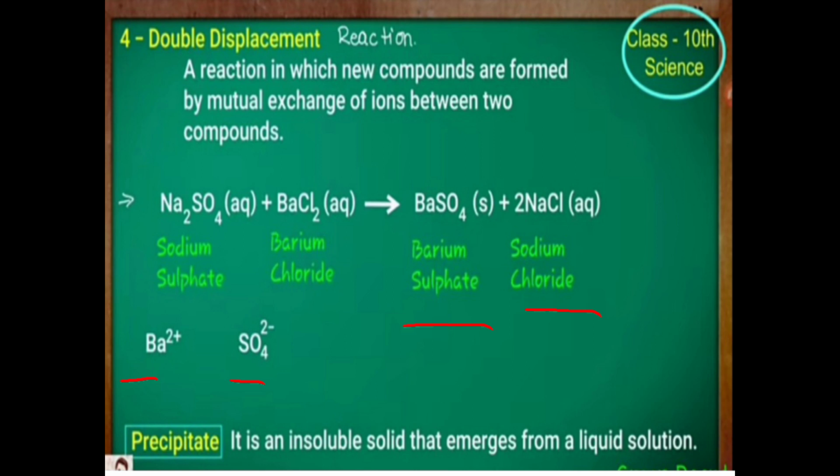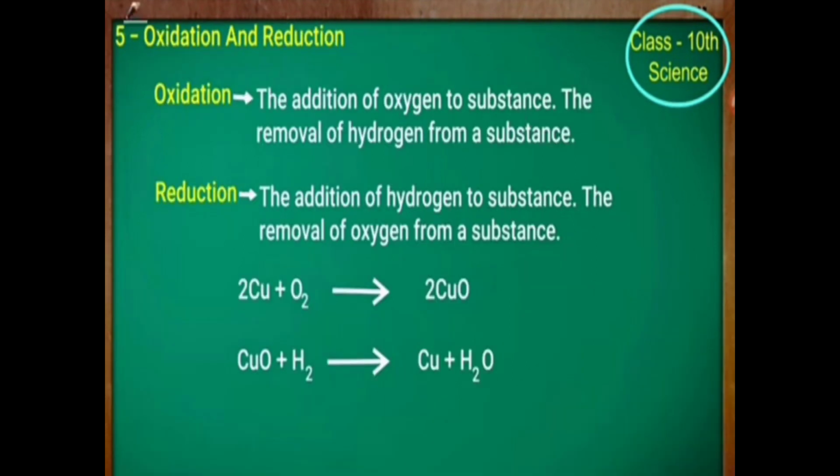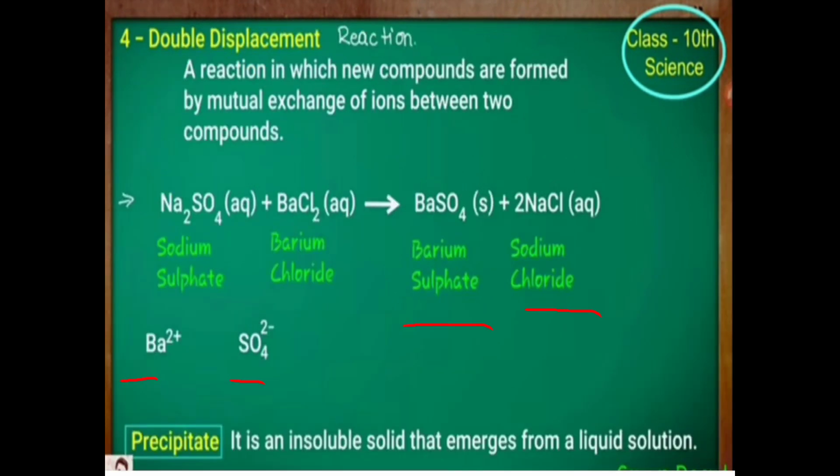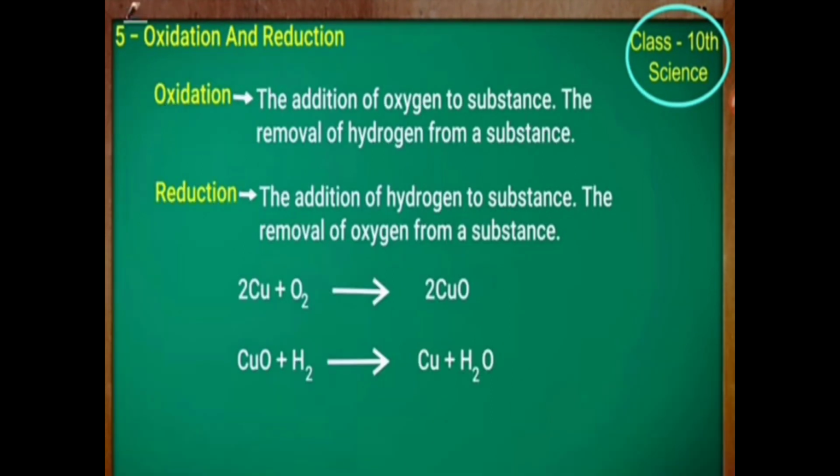Now comes the oxidation and reduction reaction, which is the fifth type of chemical reaction. I hope you are clear with the double displacement reaction. Oxidation and reduction. So let's study about them.